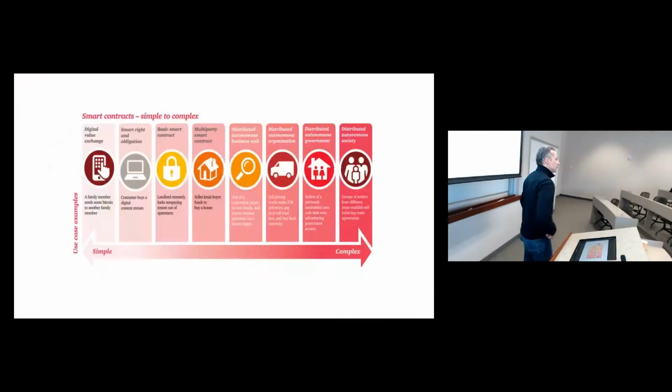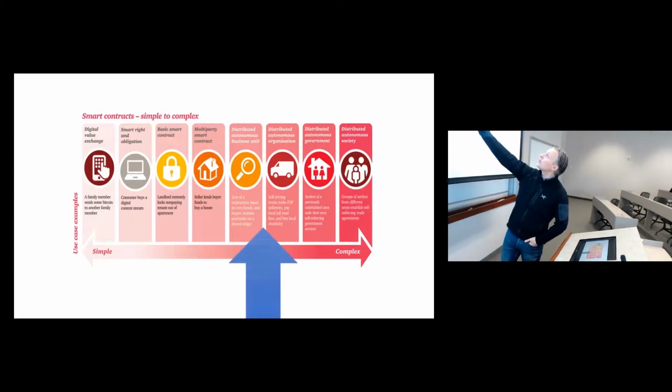Where are we here? Some of you were very surprised and almost shocked, I want to say, when you realized where we stand with this right now. Some of you just thought it was science fiction, what I was talking about. But where are we right now in terms of complexity of smart contracting? We're somewhere between distributed autonomous business unit and organization.